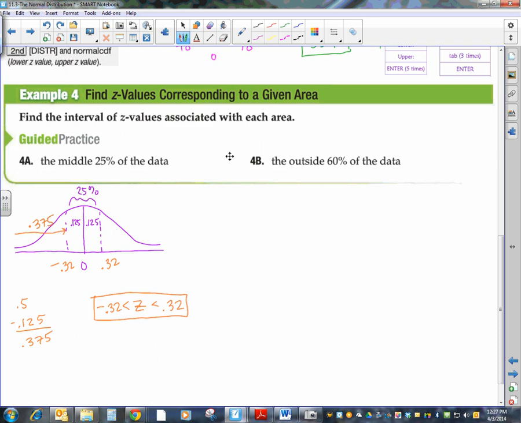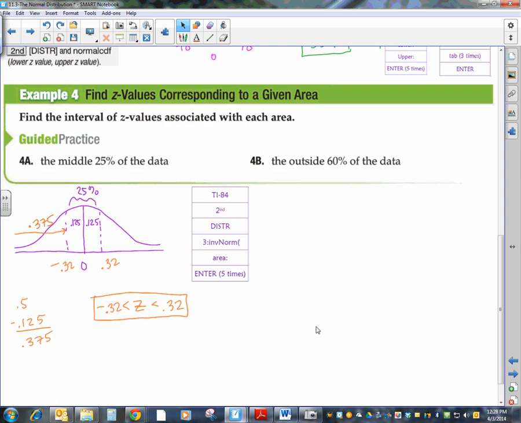Okay? Now, let's talk about how we would do that with a calculator instead of the table. We'll start with the 84. You hit the second button, you hit distribute, which is above the variables, and this time you're going to hit the number 3 for inverse normal because we're doing the opposite, and they want the area. And the area in this problem was 0.375. So I'm going to put 0.375, and then I'm going to hit enter 5 times, and it gives me a number that rounds to negative 0.32.